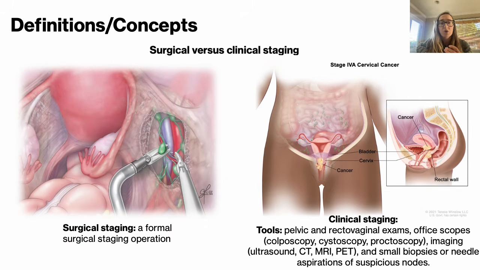And then surgical versus clinical staging. Cervical cancer and vaginal cancer can be staged clinically, and then we stage endometrial cancer and ovarian cancer mostly surgically, and we can also stage cervical cancer surgically. Surgical staging is a formal operation, and clinical staging uses tools like imaging or cysto or proctoscopy to find where the cancer is.